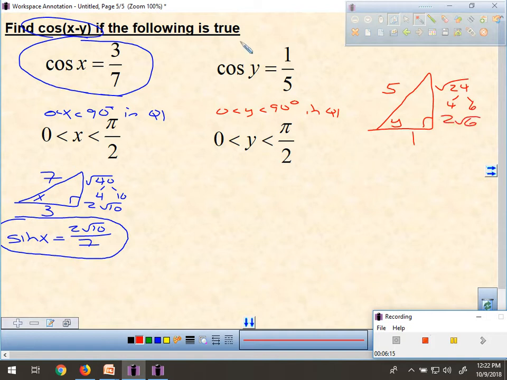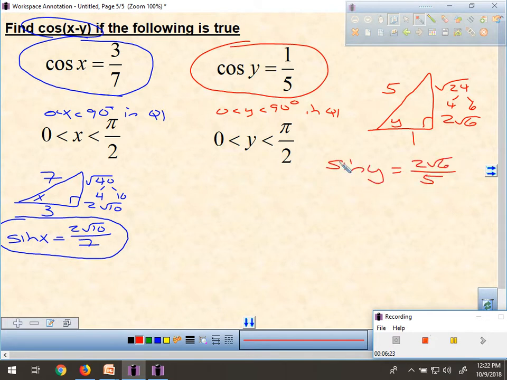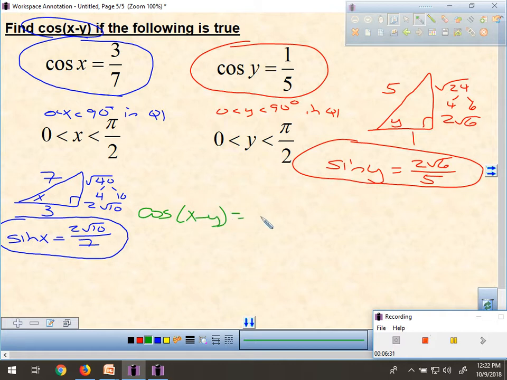And so even though cosine of y is 1 over 5, from the same triangle, sine of y would be 2 radical 6 over 5. And again, those aren't my answers, but I will use them now to get my answer. So using my formula, cosine of x minus y, that is equal to cosine of x times cosine of y plus sine of x times sine of y.